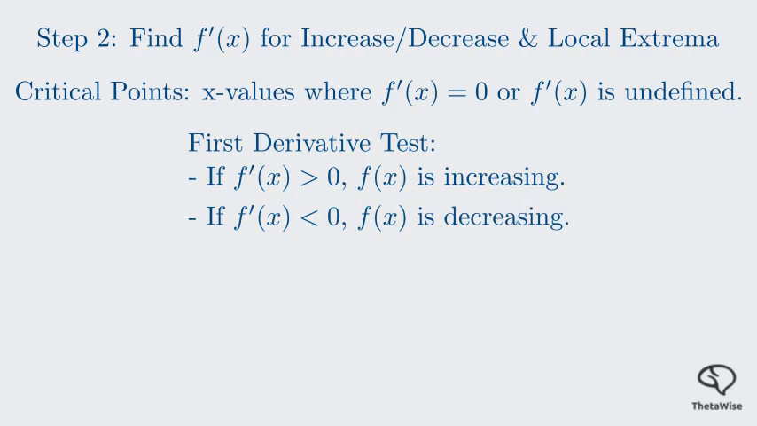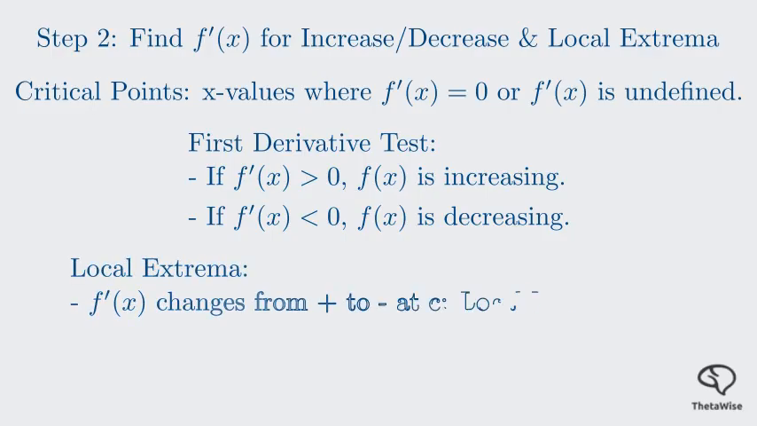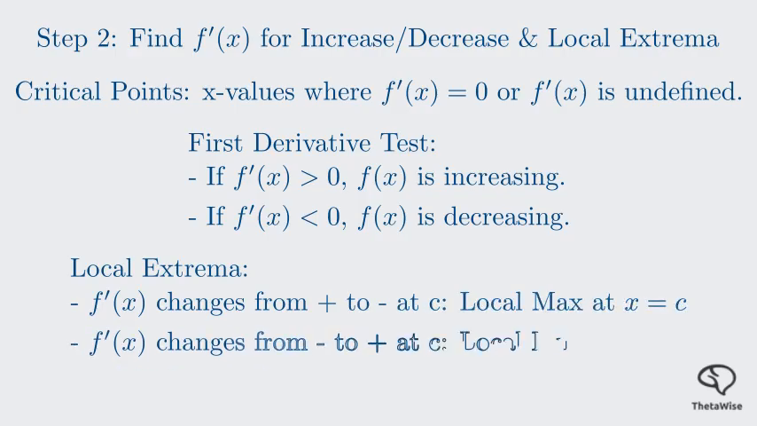This test also helps us classify local extrema. If the derivative changes from positive to negative at a critical point, we have a local maximum. If it changes from negative to positive, we have a local minimum. If the sign doesn't change, it's neither. Let's apply this to our example.